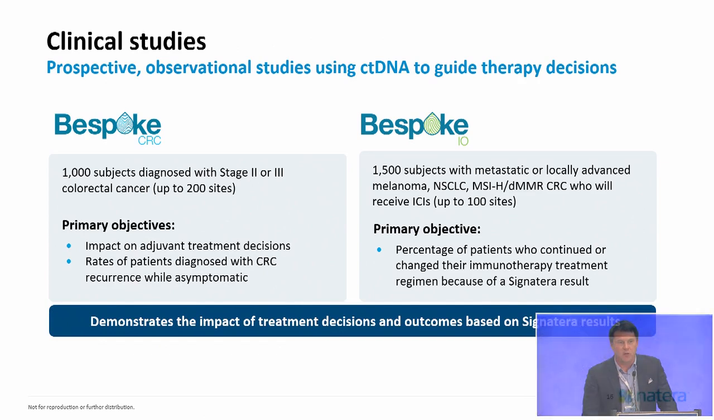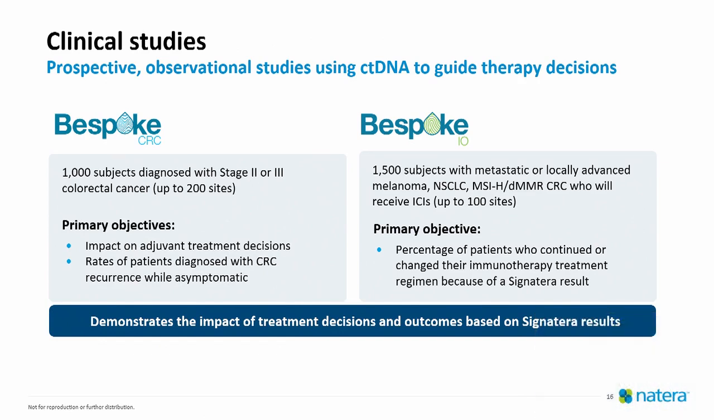So we really continue to advance this field by investing in prospective studies. These are 2 studies that we're sponsoring and are currently accruing patients throughout the United States. The first study is the Bespoke CRC study that's enrolling up to 1,000 patients with stage 2 and 3 CRC. That's now been expanded to also include patients with stage 1 and stage 4 disease. And here we're really looking at the clinical utility of ctDNA to drive adjuvant decisions for patients post-resection.